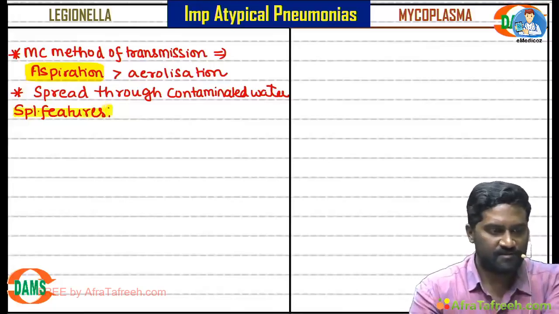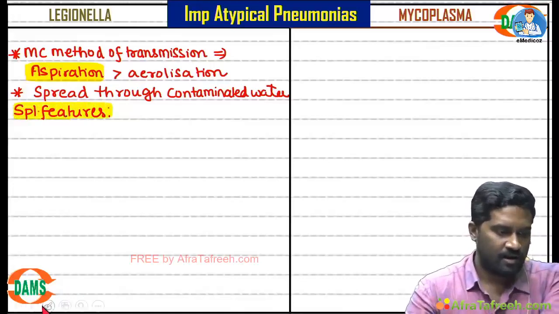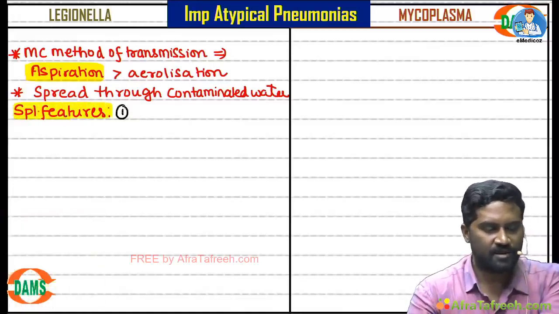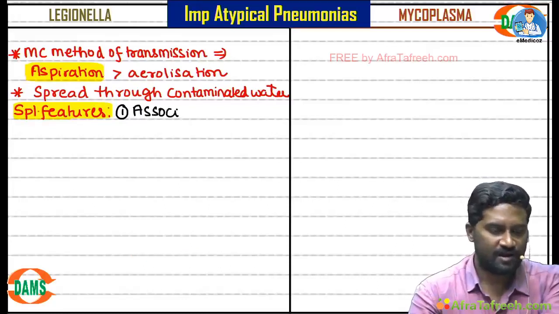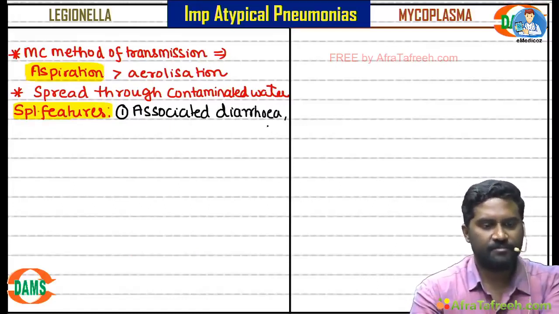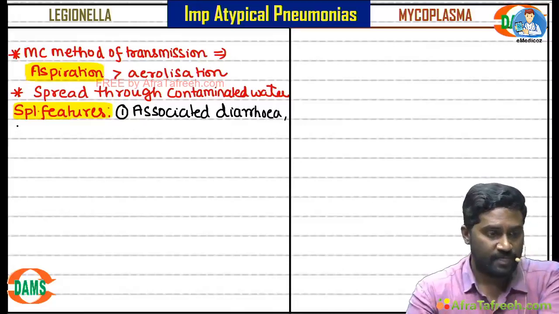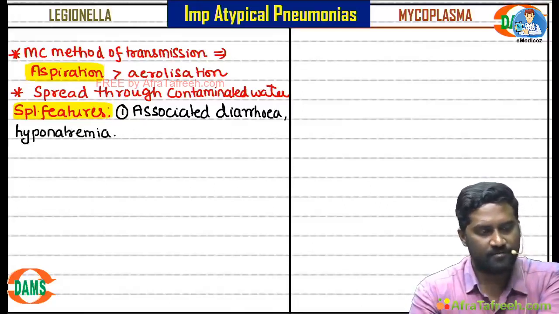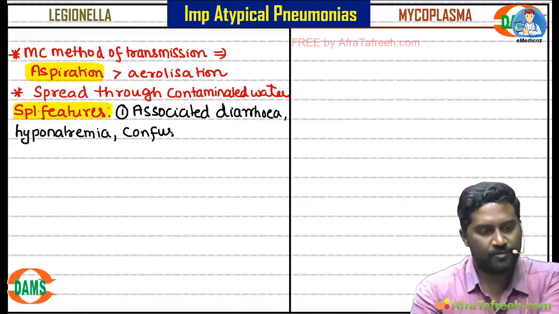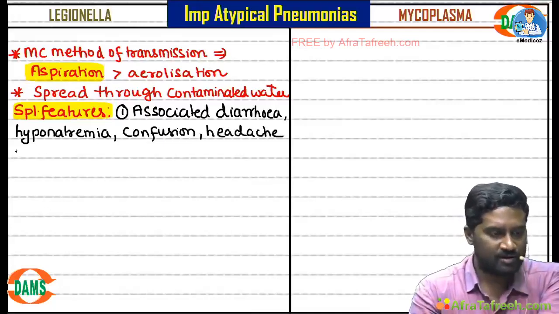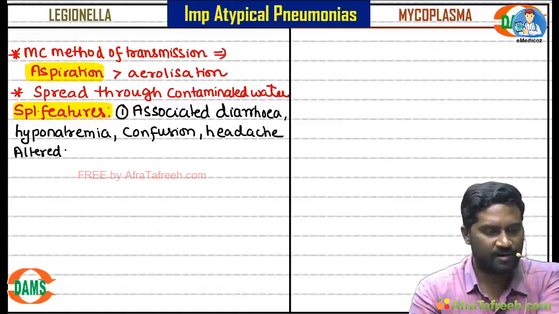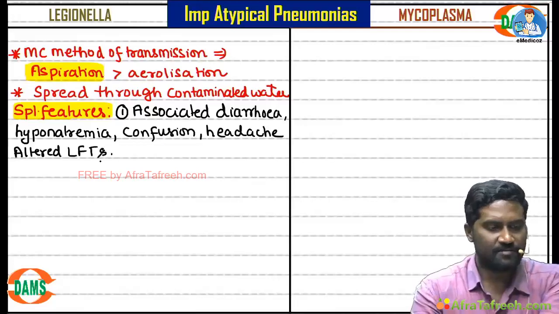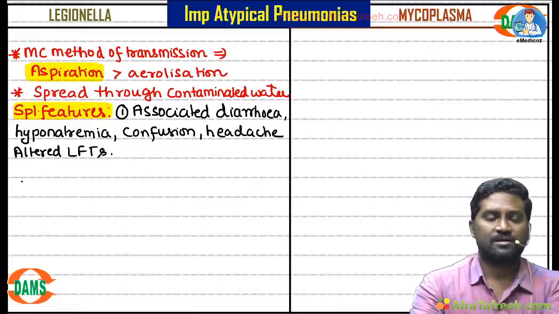Whenever I discuss Legionella, you should discuss its special features. What are the special features of Legionella pneumonia? Along with pneumonia, the patient will have associated diarrhea. Because of diarrhea and fluid loss, there can be hyponatremia. Because of CNS involvement, there can be confusion, headache, and altered LFTs. Why altered LFTs? As a part of systemic involvement, the liver can be involved. That can result in altered LFTs.